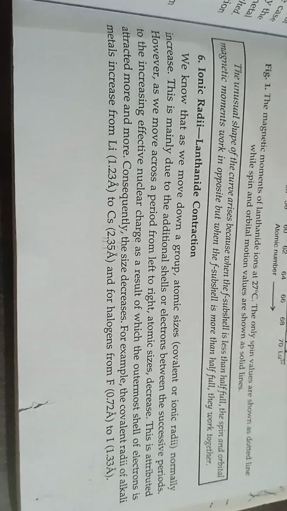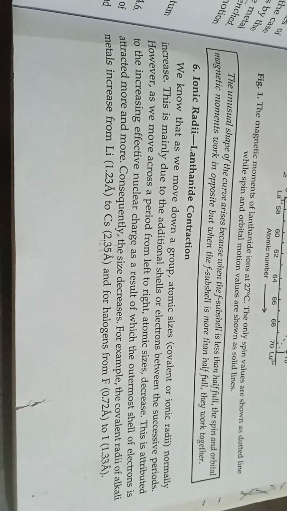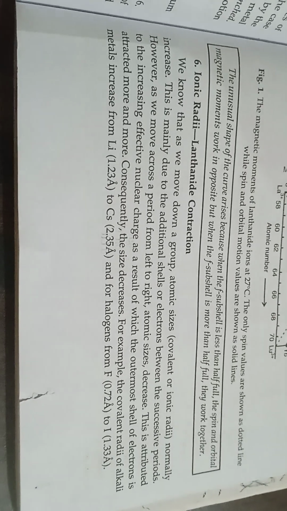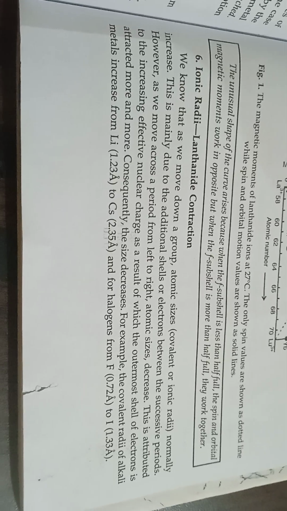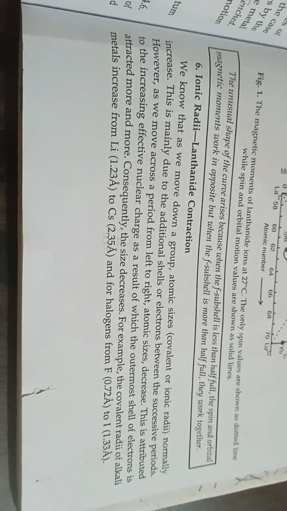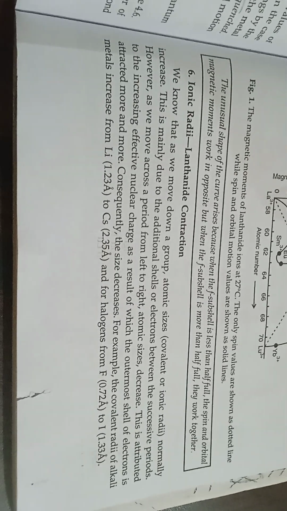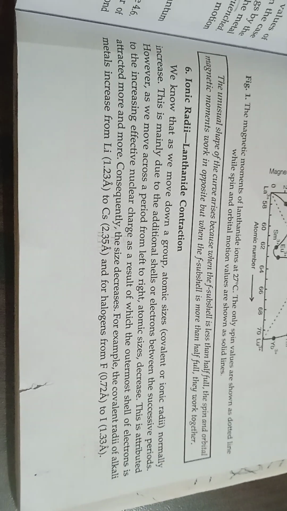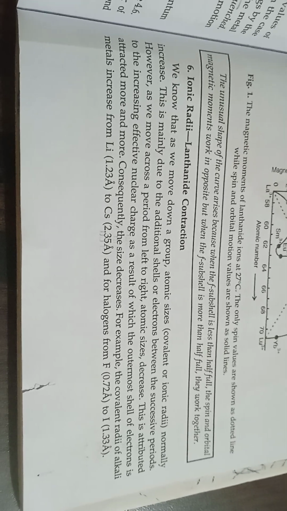Hello everyone. Today my topic is lanthanide contraction. We know that as we move down a group, atomic size, covalent and ionic radii normally increase. This is mainly due to the additional shells of electrons between the successive periods. However, as we move across a period from left to right, atomic size decreases.